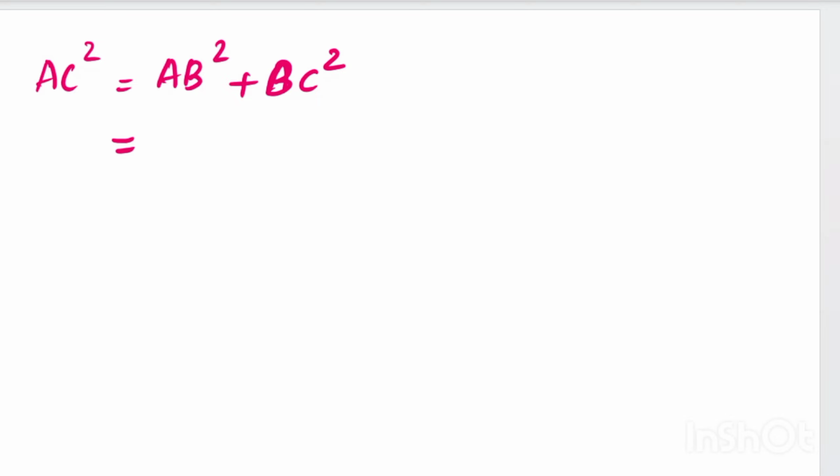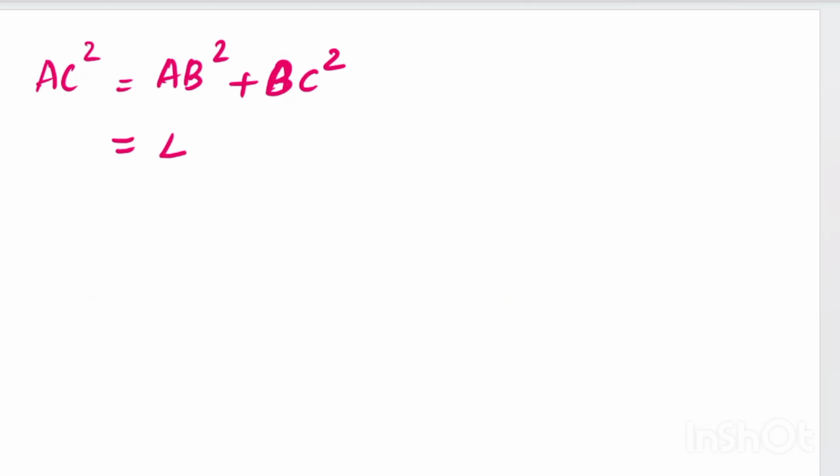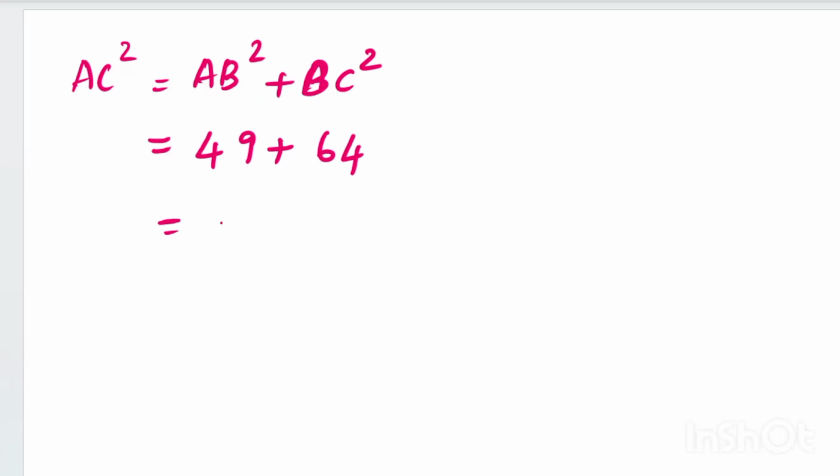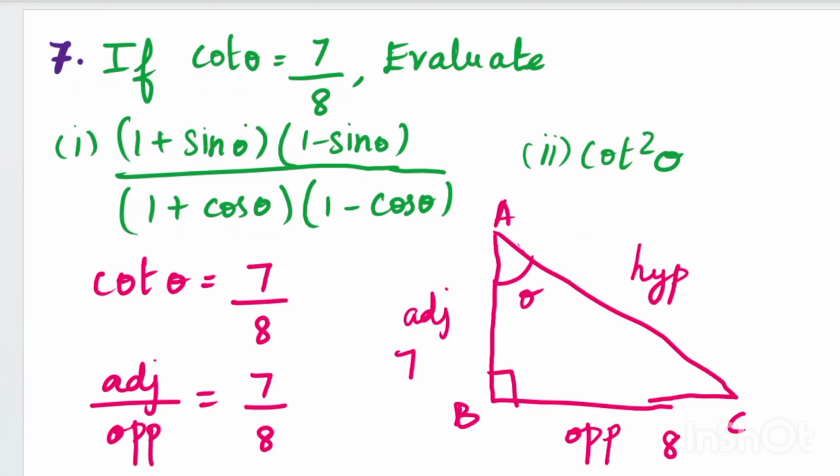So what is AB square? It's 7 and BC is 8. 49 plus 64. So what is 49 plus 64? 113. So AC square is 113, which implies AC is equal to root of 113. Now what is given in the question? It's given that sin theta and cos theta are also involved in the question. So we have to find the values of those also.